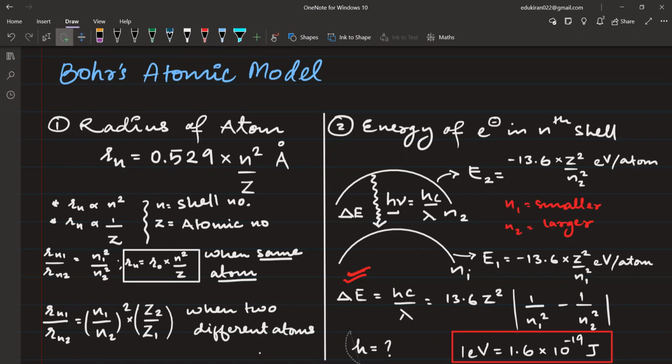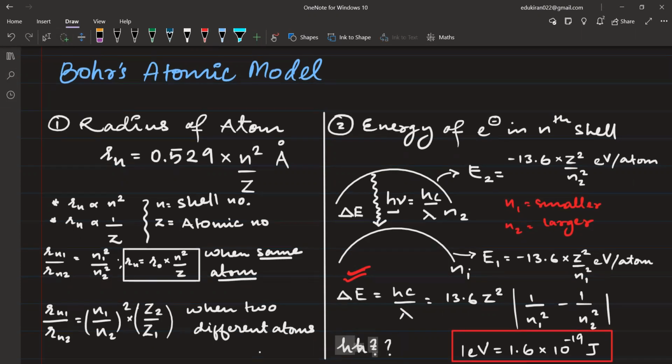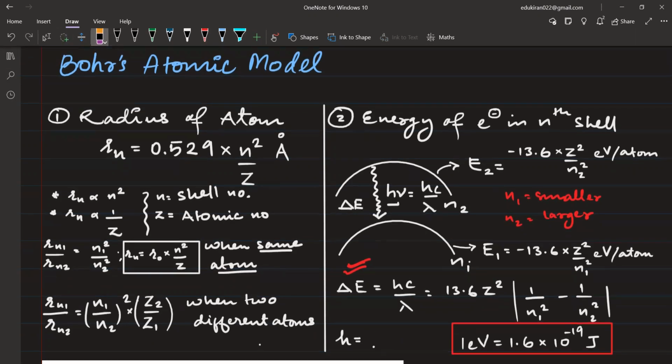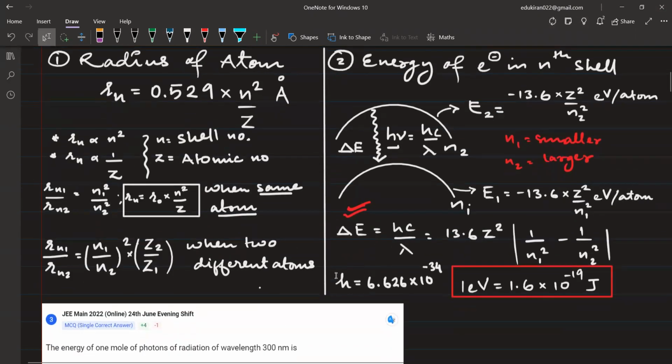Now the question is, what is the value of h? Tell me in hc upon lambda. What is the value of h? 6.62 into 10 to the power minus 34. This is the Planck's constant. What is the unit of this constant?